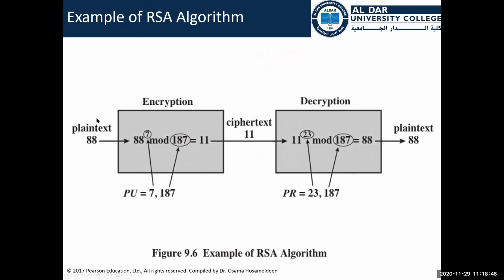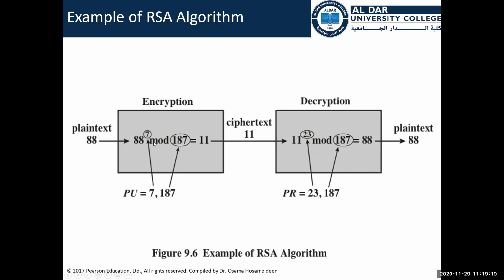And for this example, this is just a numerical example. After calculating the private and public keys, n is 187, the public key is 7, and the private key is 23. The plain text is 88 and the ciphertext is 11.